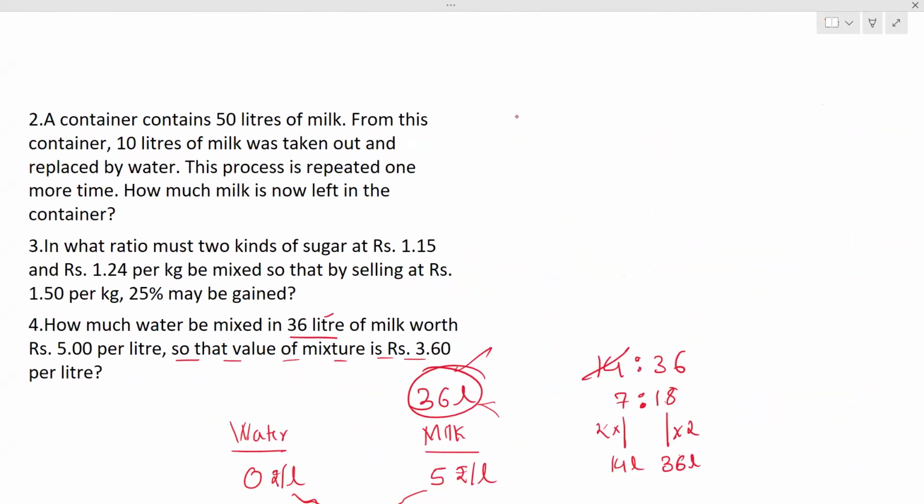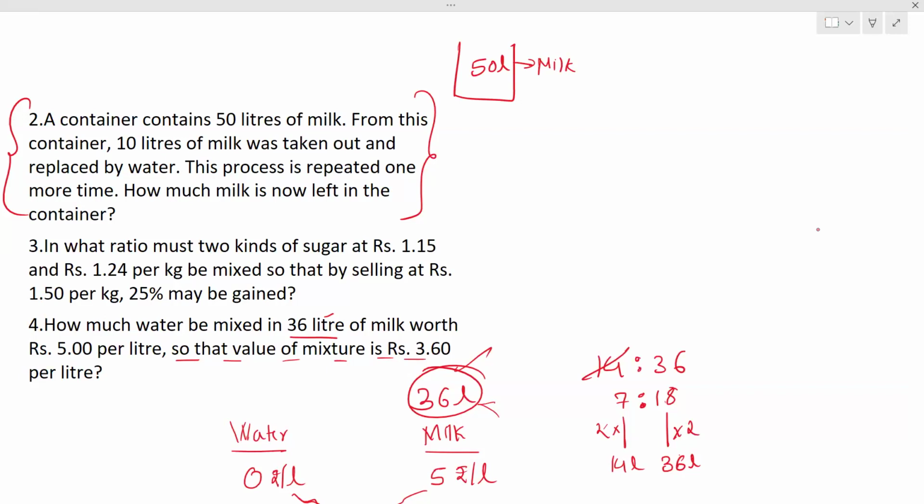Look at this one. This one looks very interesting, right? Look at this question. What does it say? A container contains 50 liters of milk. There is a container. It contains 50 liters of what? Milk. Next, from this container, 10 liters of milk was taken out and replaced by water. The process was repeated one more time. How much milk is now left in the container?